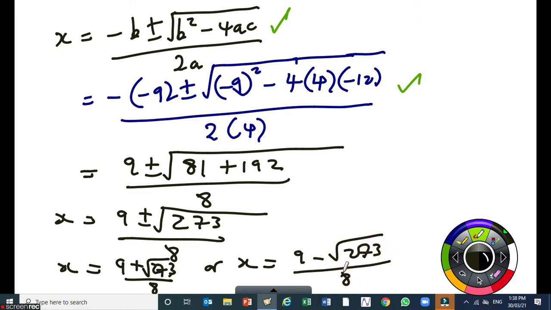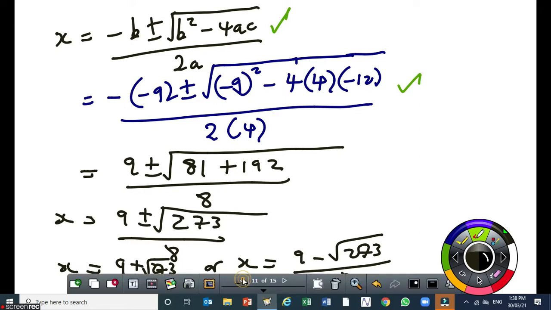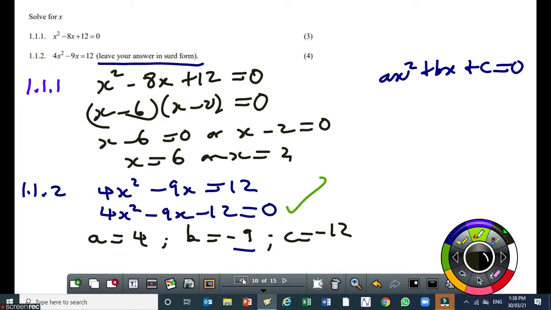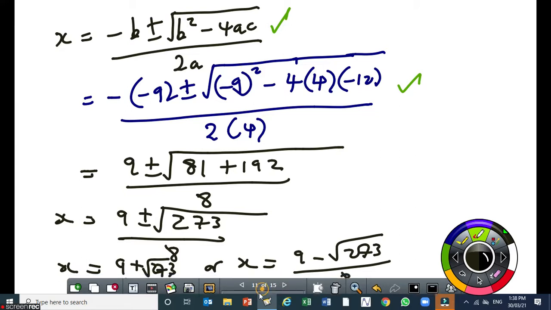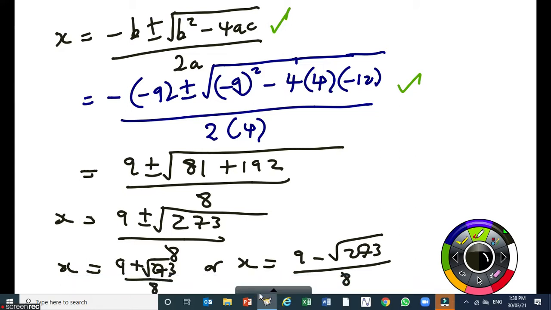The question says leave your answer in surd form, so I've left my answers in surd form. Sometimes they may say correct to two decimal places, then you need to use your calculator to simplify those two surds to two decimal places. How do you use the calculator?